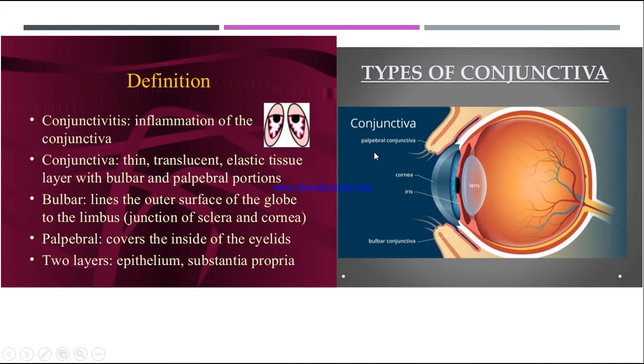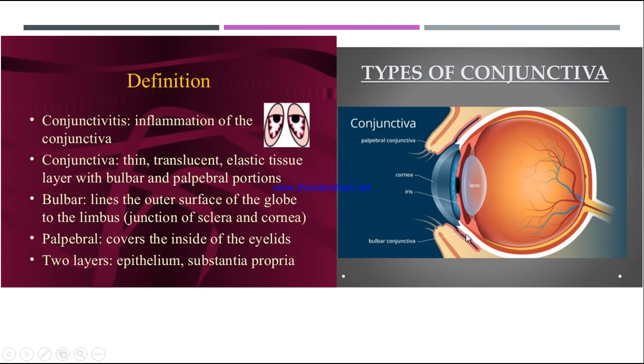So what is a conjunctiva? It is a thin, translucent, elastic tissue layer. This is nothing but a tissue layer which is very elastic, and it is thin and translucent. Let's see what is bulbar conjunctiva. Like I said, bulbar conjunctiva lines the outer surface of the globe, that is, the outer surface of the junction of sclera and cornea.